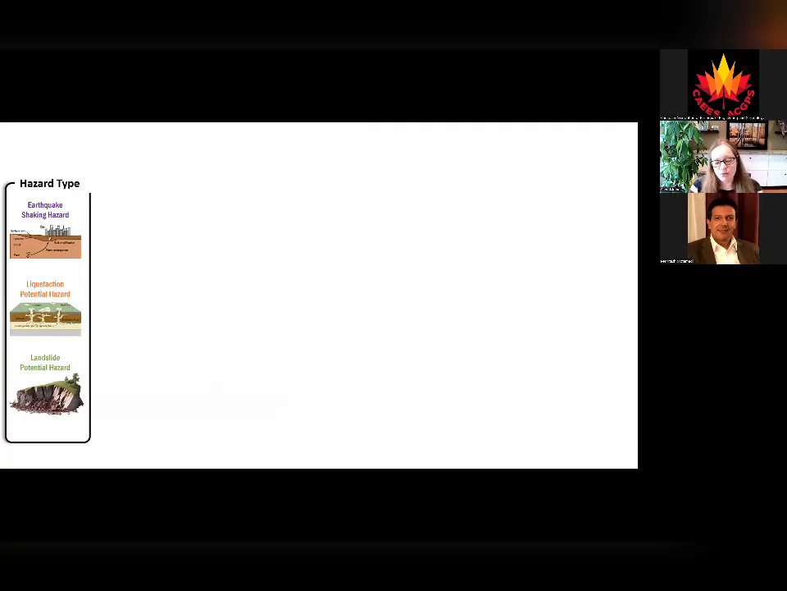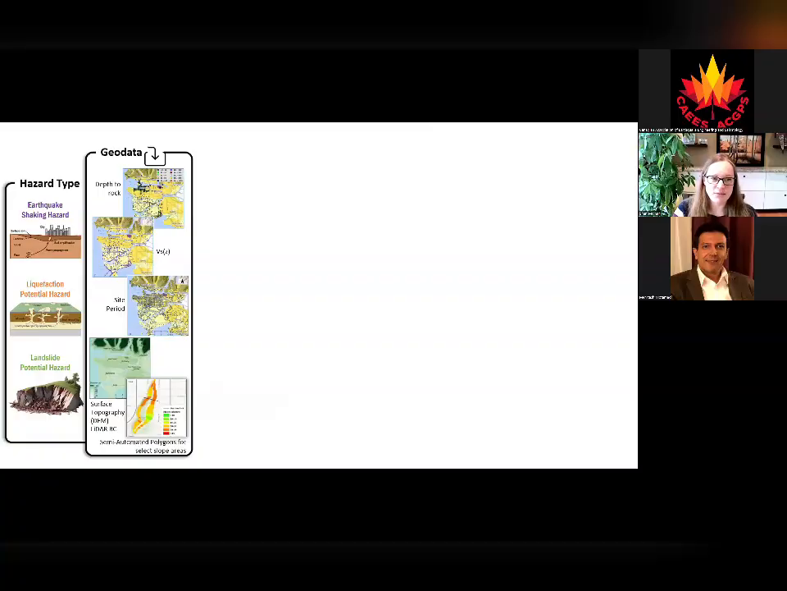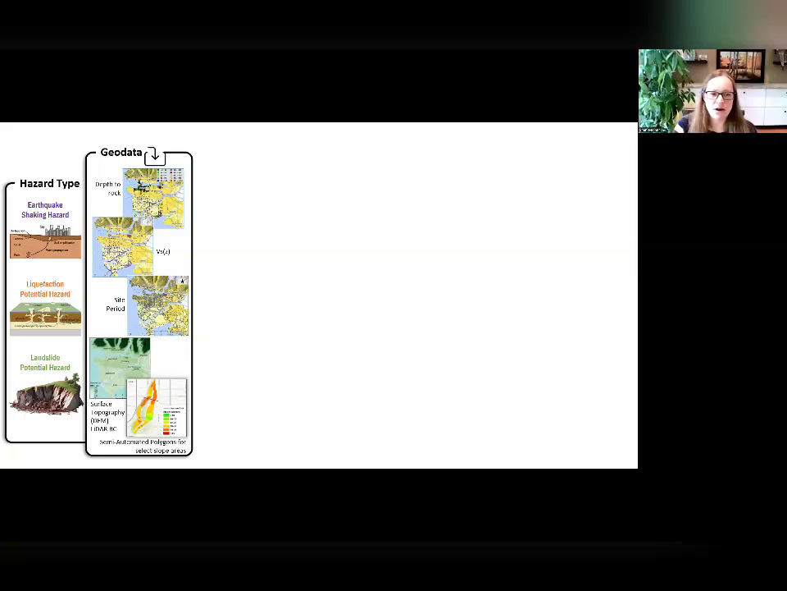In one graphic summary, we were tasked with making seismic microzonation maps for these three hazards: shaking, and then the effects of that shaking, liquefaction and landslide. So I mentioned we made a big new geodatabase, and that allows us to figure out what the stiffness of the materials are, what the site period is, or the depth to the rock.